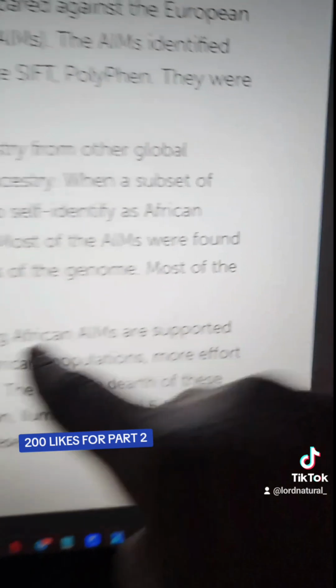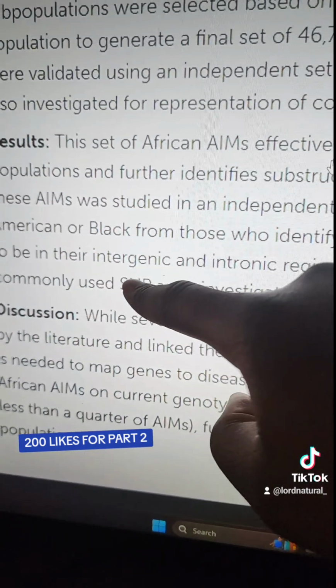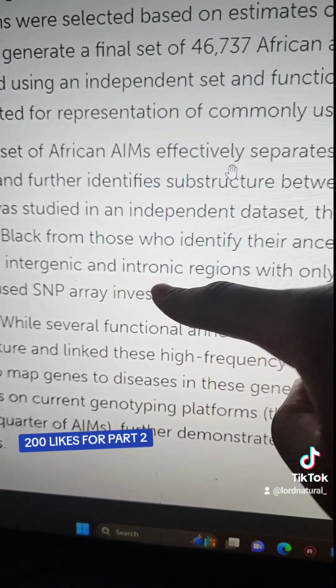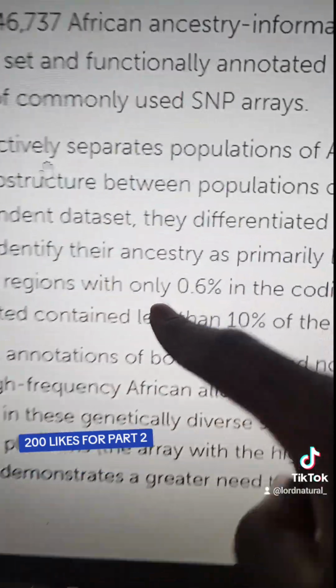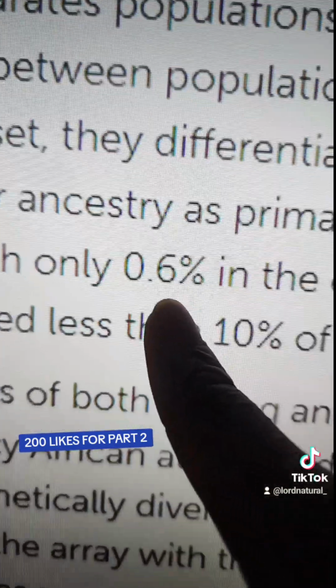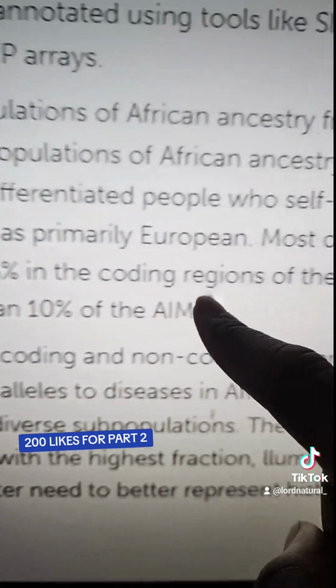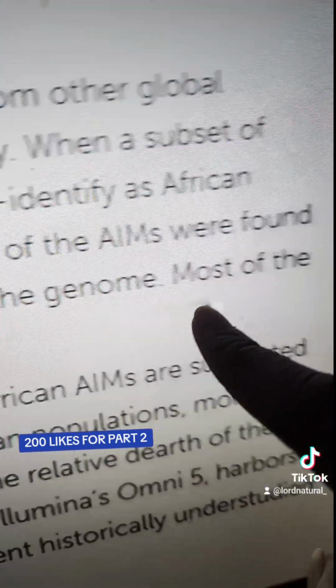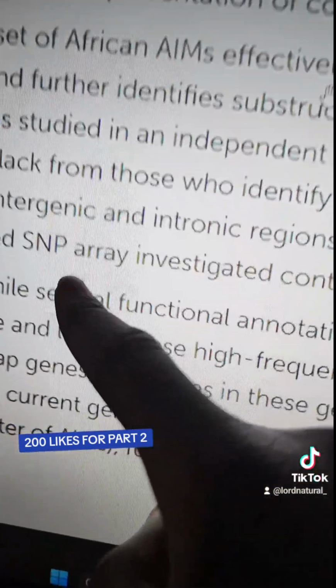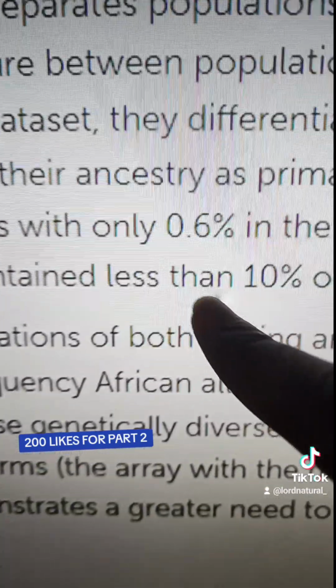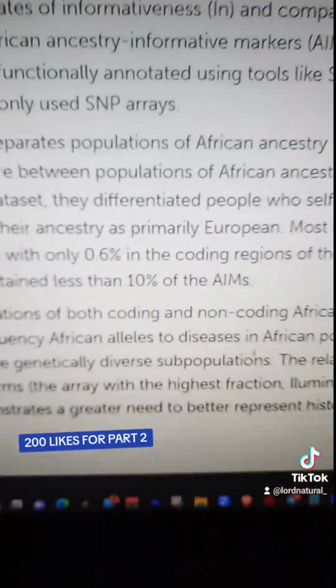Most of the AIMs were found to be in intergenic and intronic regions, with only 0.6% in the coding regions of the genome. Most of the commonly used SNP arrays investigated contain less than 10% of the AIMs. What does that tell you? Family, they're literally telling you you are less than 1% African.